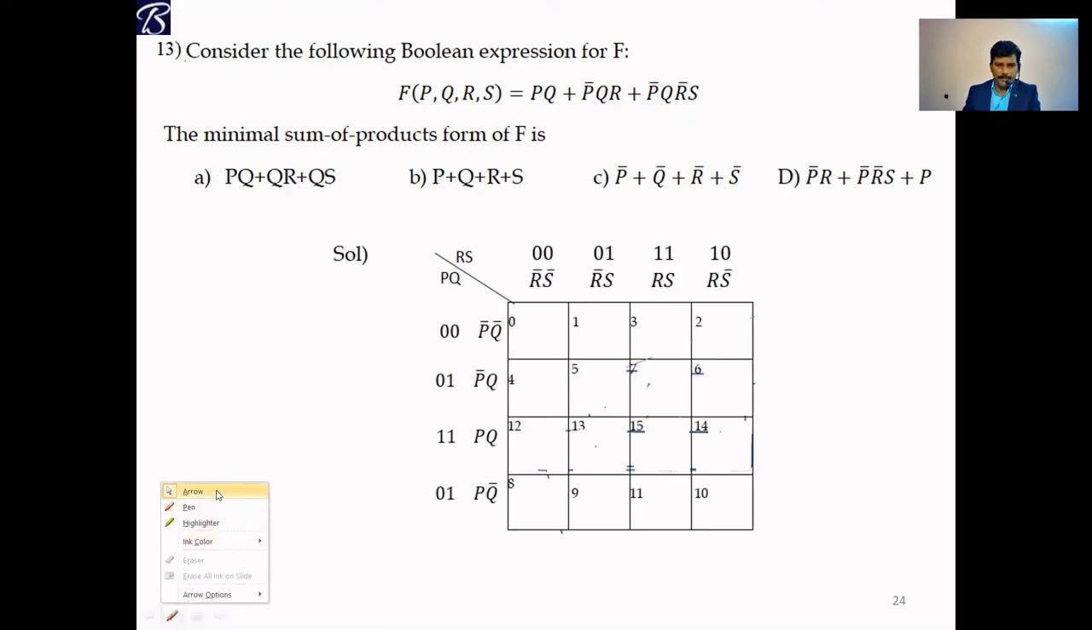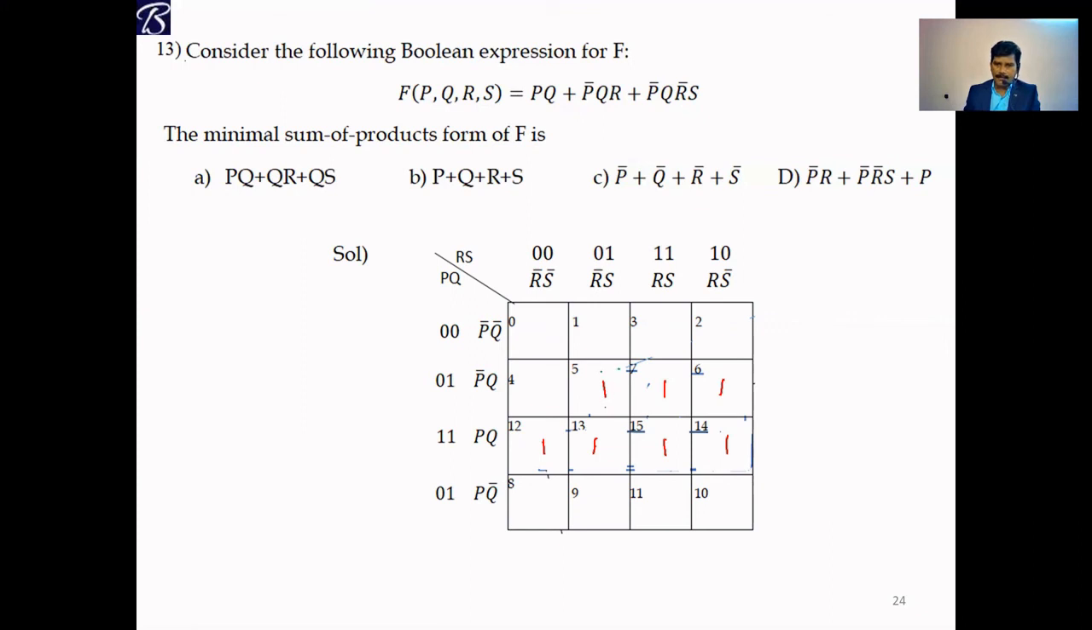The same problem we can solve using K-map also. PQ is nothing but this 1 1 1 1. This is PQ. P bar QR, P bar Q is this one, R is common here, these two. So this is 1 1. P bar Q R bar S is this one. So if you simplify using this K-map, right?